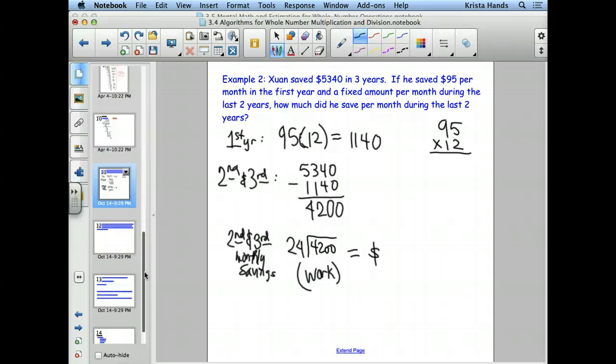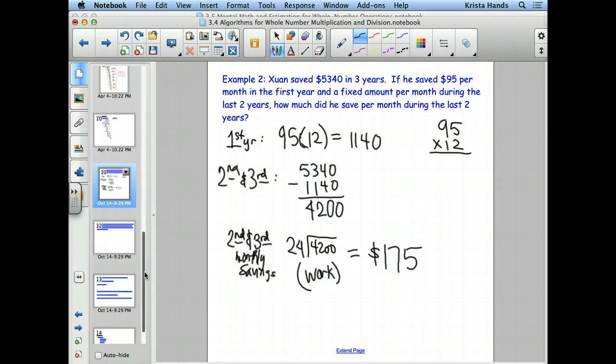Did you get answers? No, it's okay. You got 175, that is correct. So he would have to save $175 a month in the last 2 years for that to have happened. Per month. Any questions on this one?